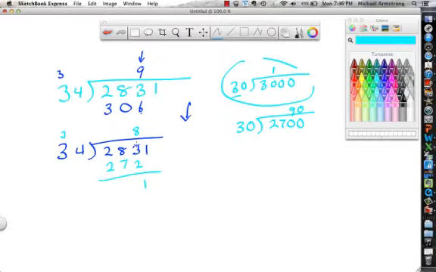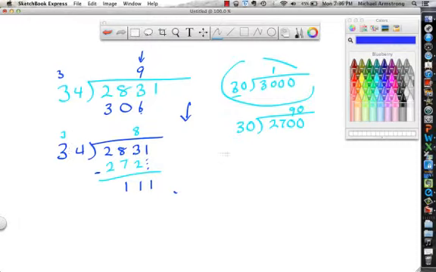Now I have 3 take away 2. Change back to blue. Dark blue. 3 take away 2 is 1. We're subtracting. 8 take away 7 is 1. So we have a remainder of 11, and that works nicely. It's smaller than 34. We got to bring down our other 1. Now this is 111. And again, we can do the same thing.